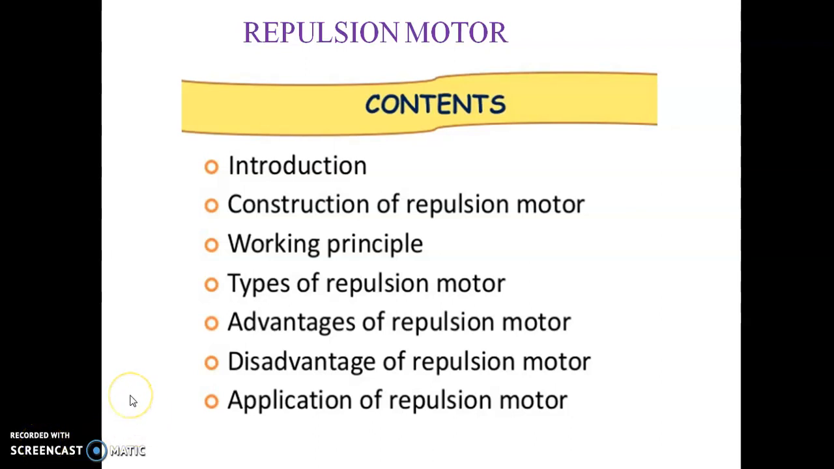The next topic we are going to discuss in the fifth unit is repulsion motor. Under this we are going to discuss the following contents: introduction, construction of repulsion motor, working principle, types of repulsion motor, advantages, disadvantages, and finally the application.